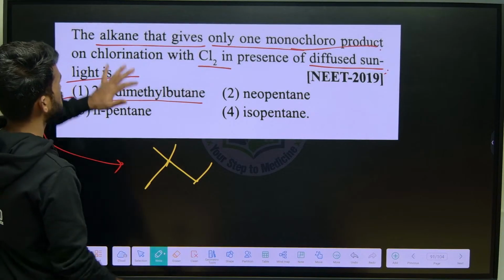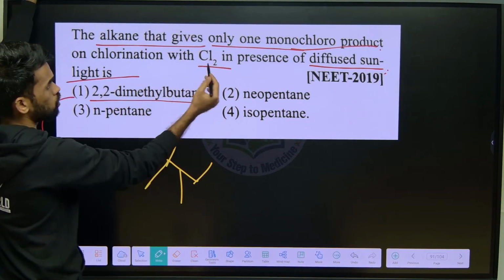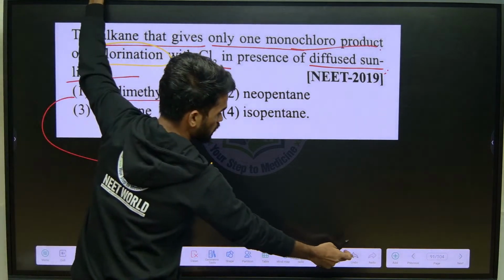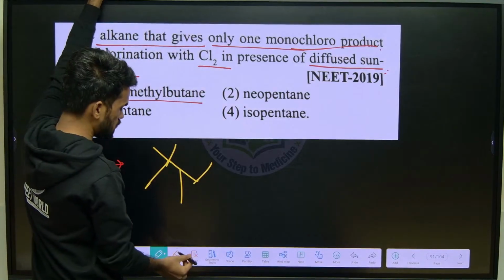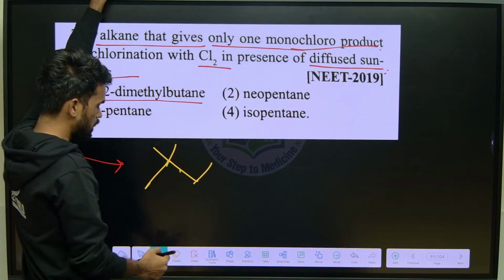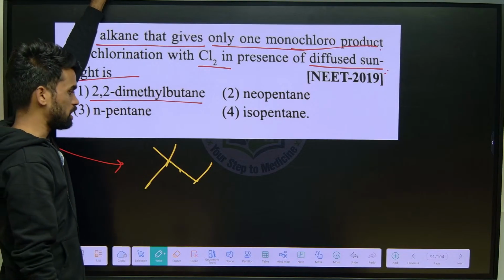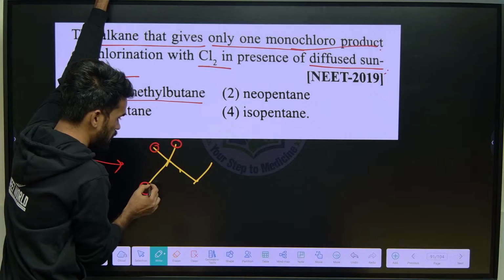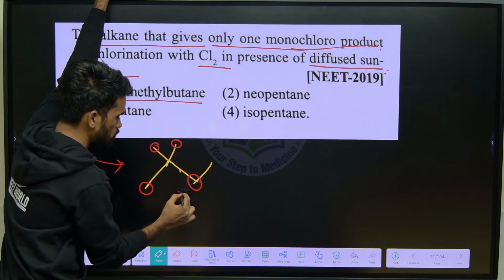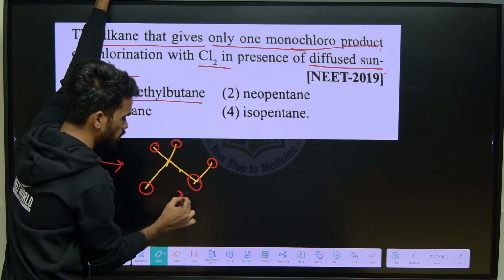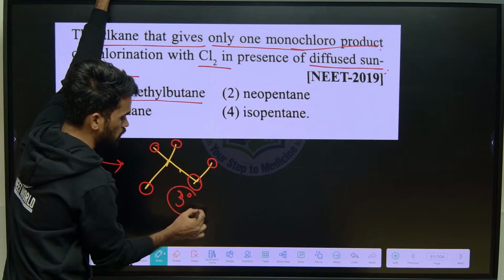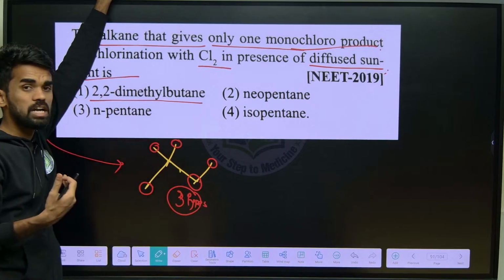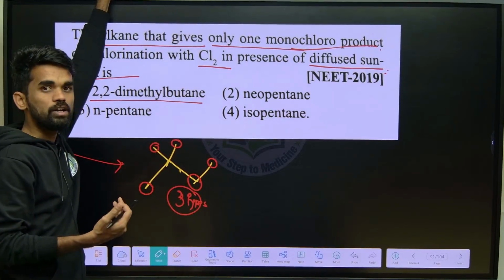If all the hydrogens are the same in the given compound, it will give only one type of monochloro product. But here these 3 hydrogens are of one type, here is a second type, and this is a third type. It means you are going to get 3 types of monochloro products. So how can you identify these? Just identify the number of types of hydrogens present.